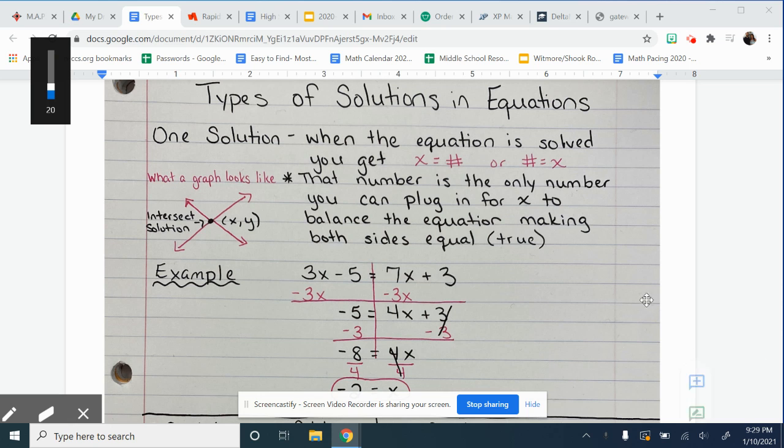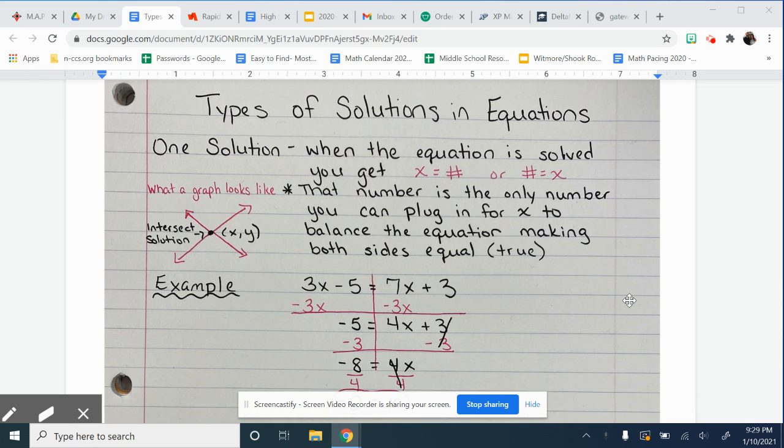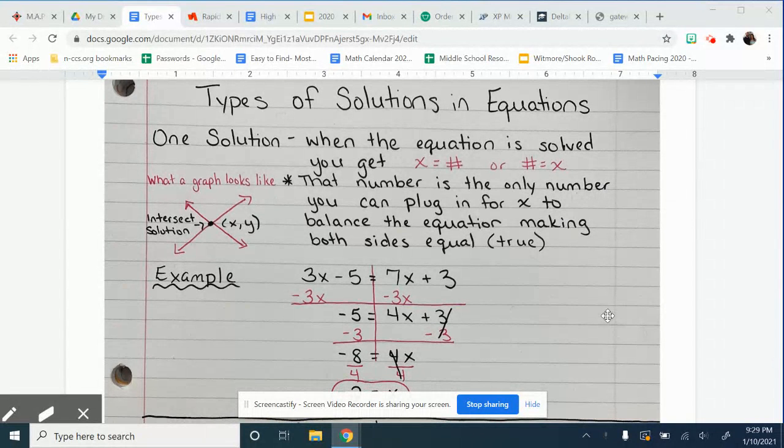Okay, so we've been working on equations for the last couple weeks, and so now we need to talk about different types of solutions in equations. When an equation has one solution, when you solve it, you're going to get x equals a number or a number equals x. This is how we typically see an equation solved. There is one right answer. There is one number that you plug in to make both sides equal.